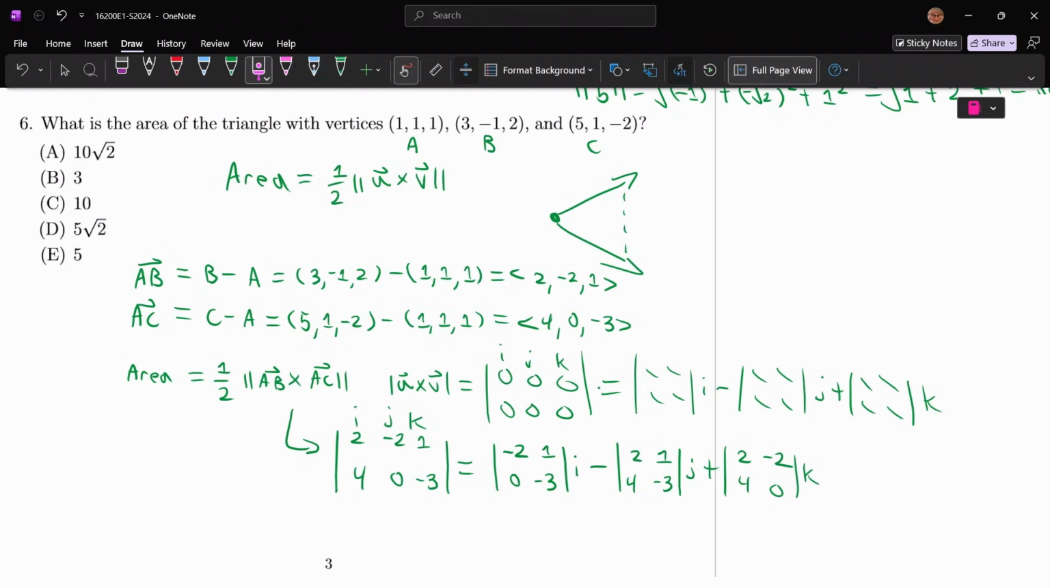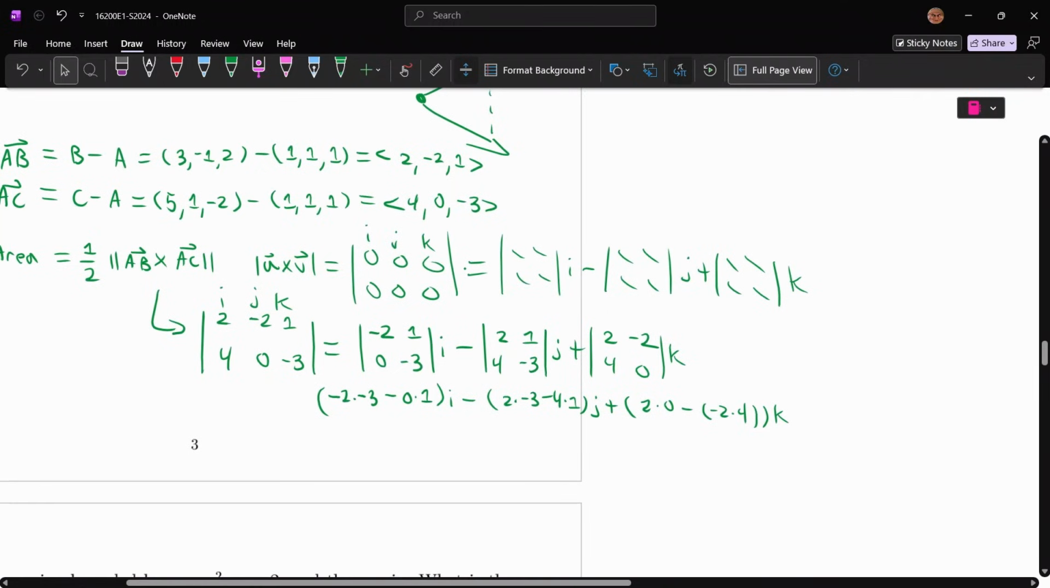And so to take a determinant, we're going to multiply these 2 values and then subtract it from these 2 values multiplied together. So you want to multiply diagonally and take the difference. So that's going to end up looking like this, where you end up with -2 times -3 minus 0 times 1 times I, minus 2 times -3 minus 4 times 1 times J, plus 2 times 0 minus -2 times 4 times K.